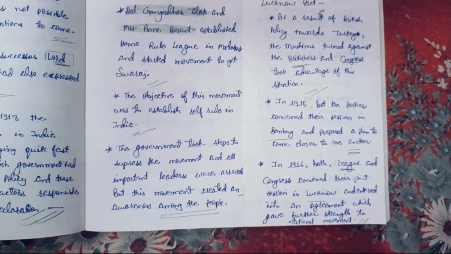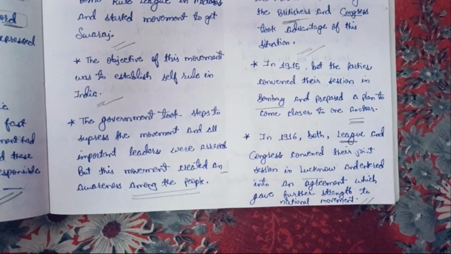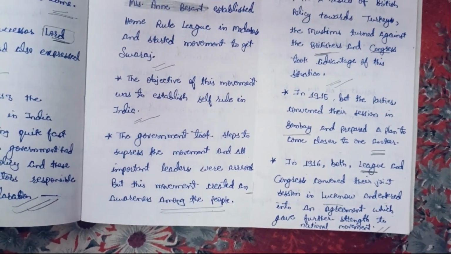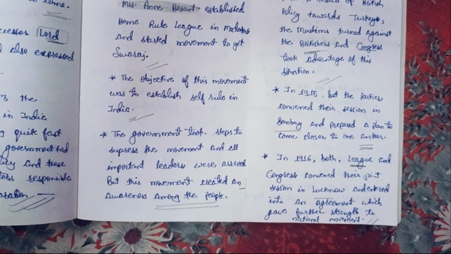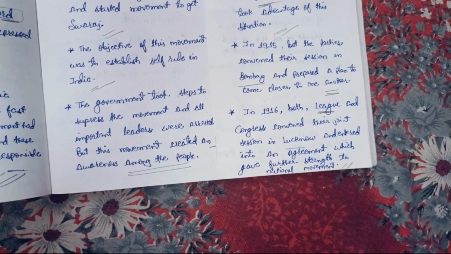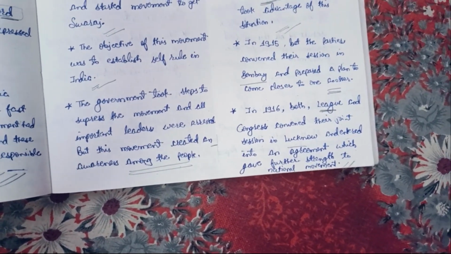So we have seen the Home Rule movement, the influence of the revolutionary movement, the reunion of moderates and extremists in the Congress, and the Congress-League Agreement, the Lucknow Pact. The Lucknow Pact had a great role in the Montague Declaration of 1917.